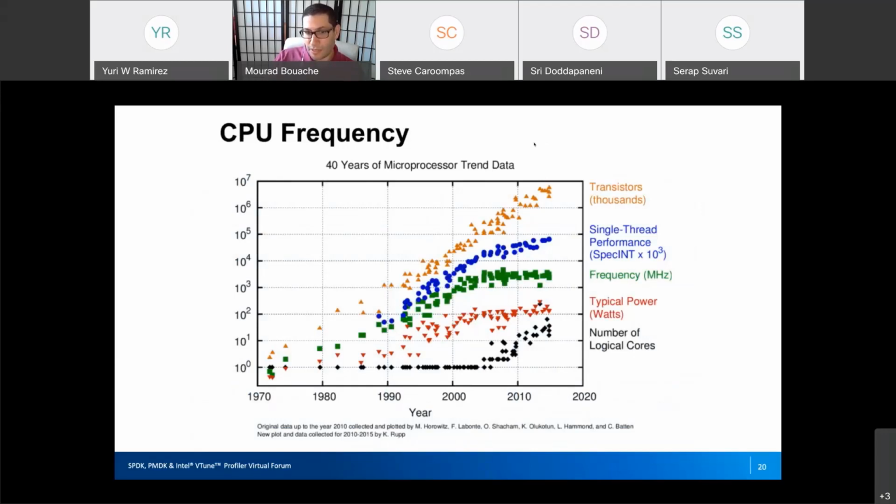I need to keep the reference original data up to 2010, but collected for 2020, and this is the last year of this graph. Then you can see the number of logical cores, typical power, frequency, single thread. For the number of logical cores, we are a little bit more than what we have in this graph, especially with Cascade Lake. We have single thread performance, SPECint multiplied by 1000, and transistors by thousands here. We can see the transistors going exponential, with different other characteristics in terms of frequency and number of cores.